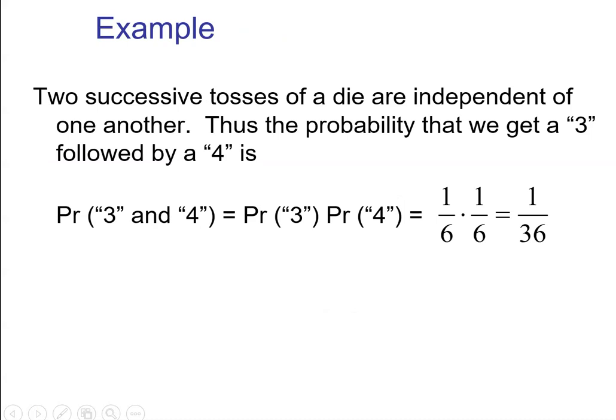Example, two successive tosses of a die are independent of each other. So if I roll, in this case we're asking 3 and 4. It doesn't matter what I roll the first time, it has zero effect on what I roll the second time. So if I wanted to roll a 3 and a 3 or a 1 and a 2, it has zero effect what I roll the first time versus what I roll the second time. So the probability of rolling a 3 and a 4 is literally the probability of 3 times the probability of 4. So this is our solution right here. The probability of rolling a 3 is 1/6, probability of rolling a 4 is also 1/6, and multiply those together.